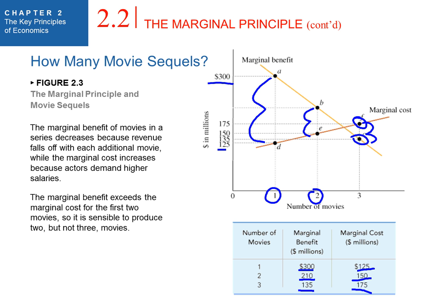So this movie producer is going to produce only 2 movies, because that's the last point of production where the marginal benefits were greater than or equal to the marginal costs.